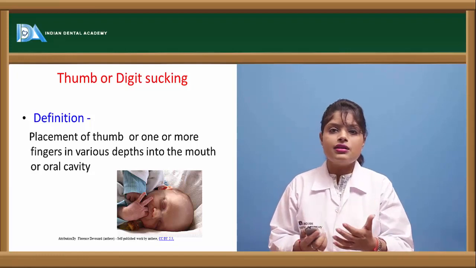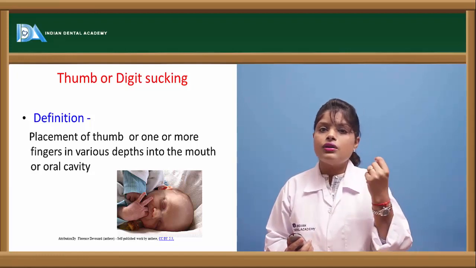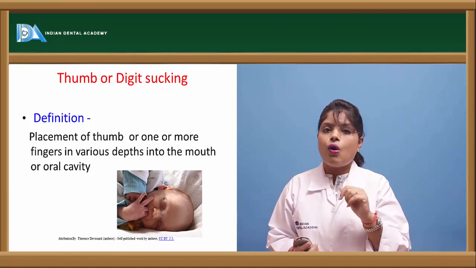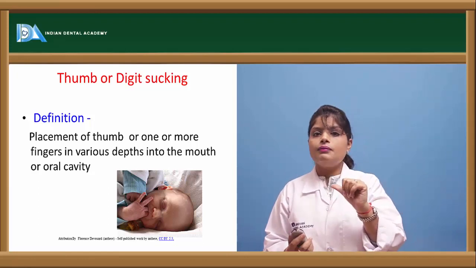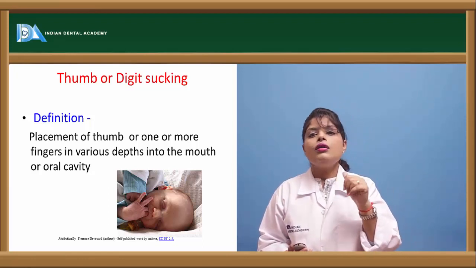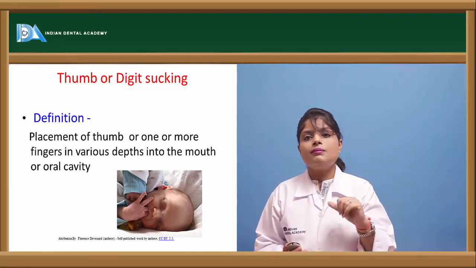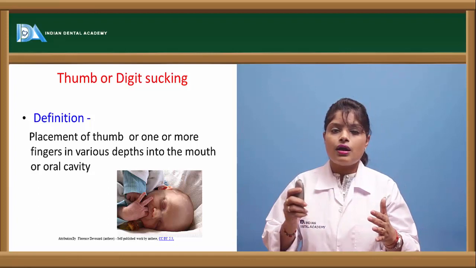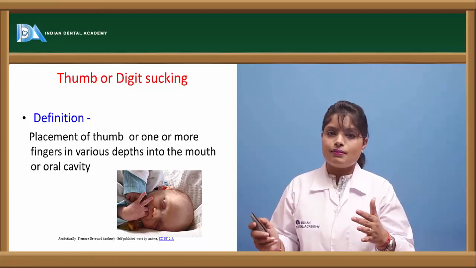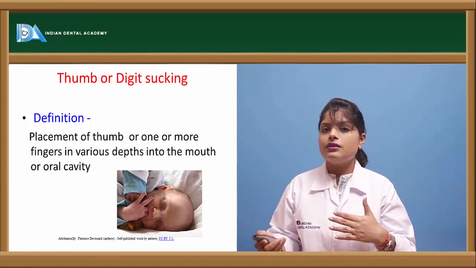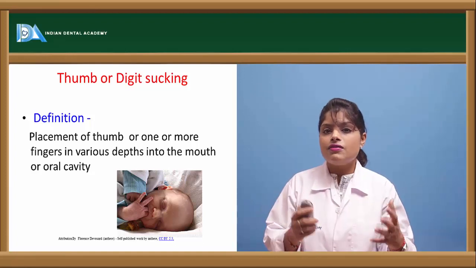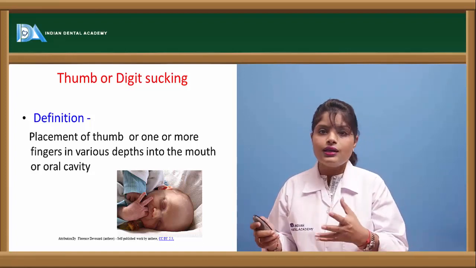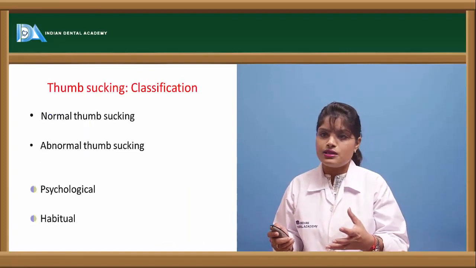It may either be just a part or the tip of the thumb in the mouth, or even half of the thumb touching the palate, or the full thumb inside the mouth of the child. So there are various steps according to which the thumb is kept in the mouth, and this will affect the severity of the malocclusion encountered by means of thumb sucking.